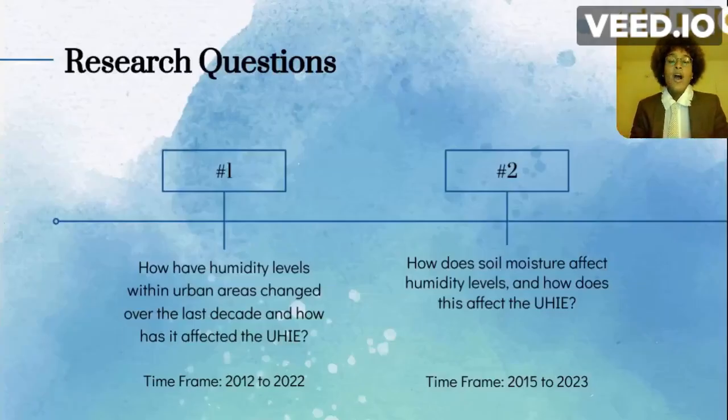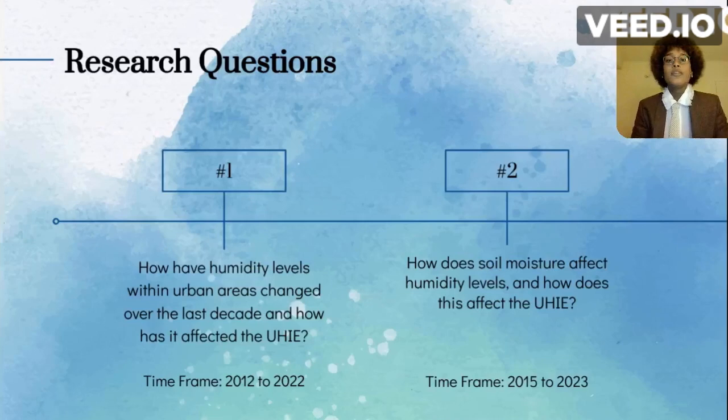That being said, our study aims at answering the following two questions. How have humidity levels within the urban areas changed over the last decade, and how has it affected the urban heat island effect? The time frame will be between 2012 and 2022, and I will be in charge of answering this question. My partner Daniel will answer how does soil moisture affect humidity levels, and how does this affect the urban heat island effect? His time frame is between 2015 and 2023.